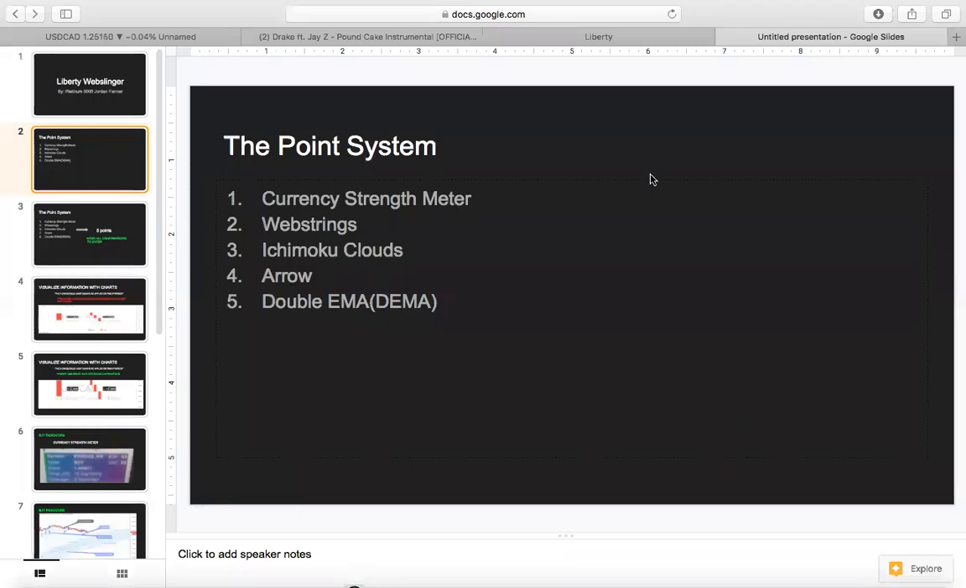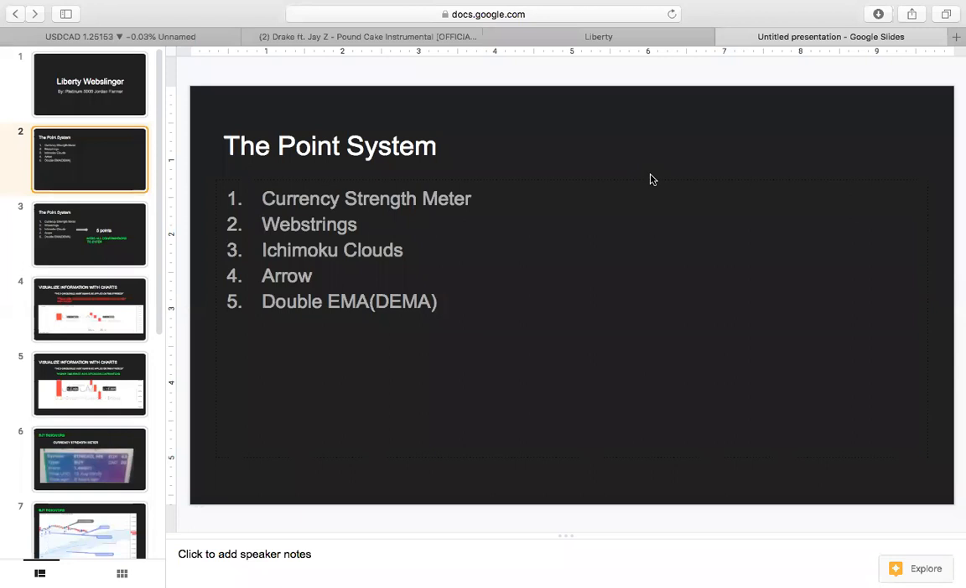So like I said, the currency strength meter, majority of the time, would determine the trend of the market. If you don't have one, then you can't determine 2, 3, 4, and 5, right? The web strings are very, very important, and they could either be blue or red, depending where they are in the market and what trend the market is in. Like I said, the currency strength meter will determine all of the other confirmations, right?